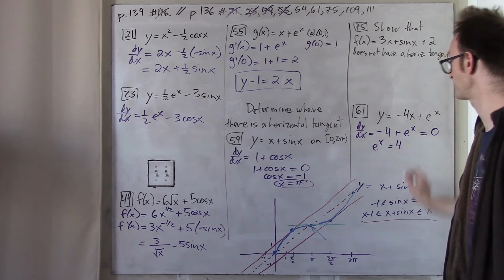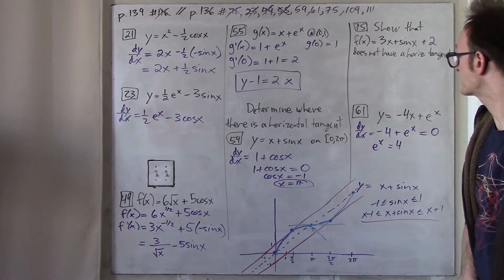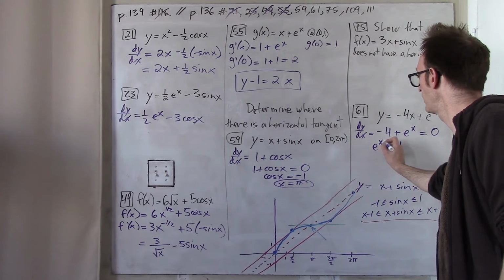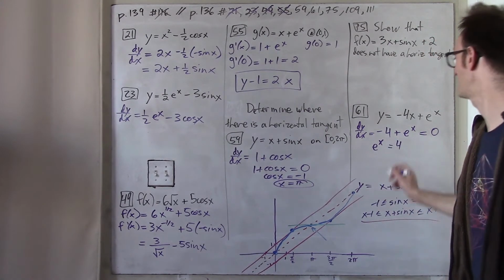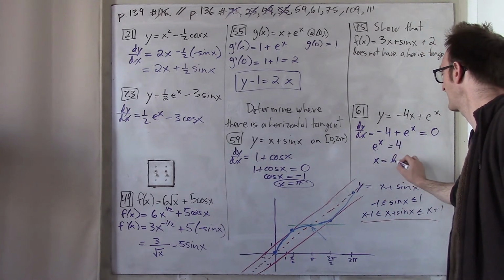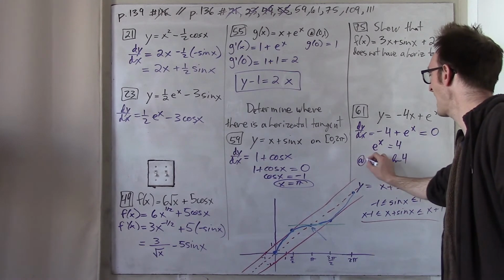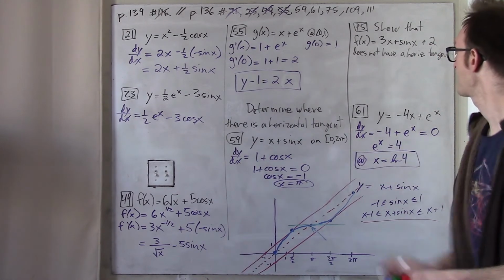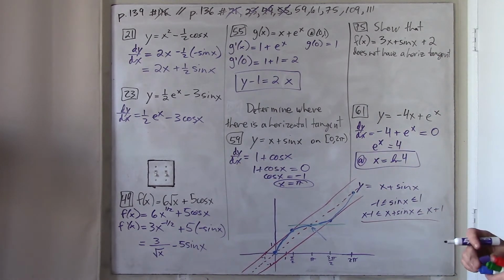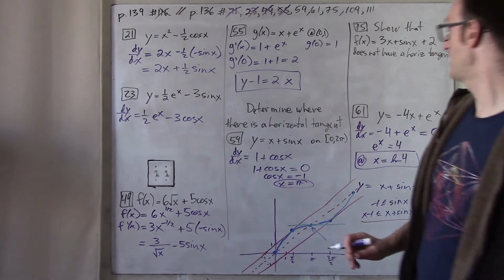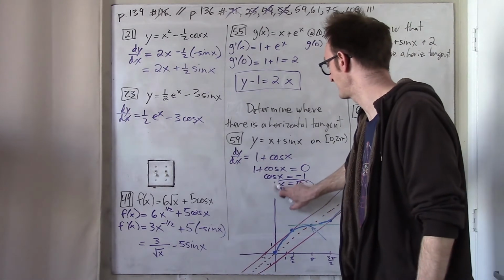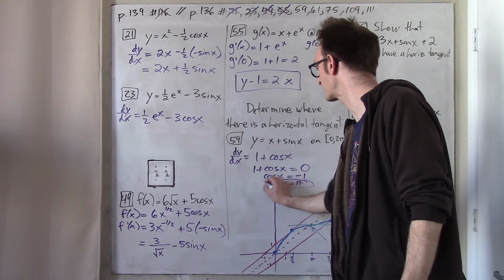So this boils down to, when is e to the x equal to 4? This is a little pre-calc review. Take the natural log of both sides, and we get that x is ln 4. So the answer to this problem, number 61, is at x equals ln 4. The curve has a horizontal tangent line.